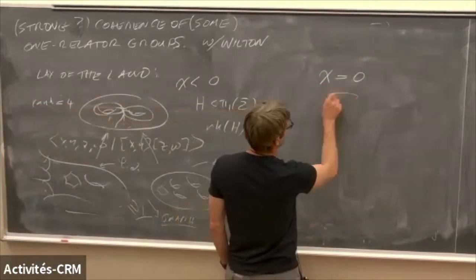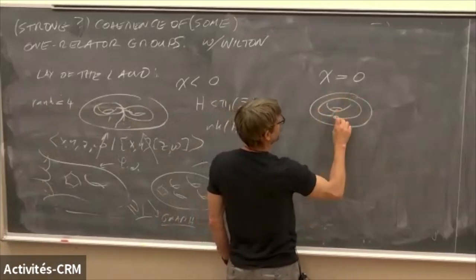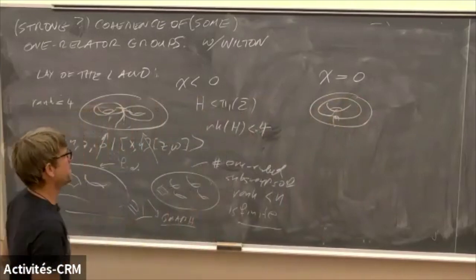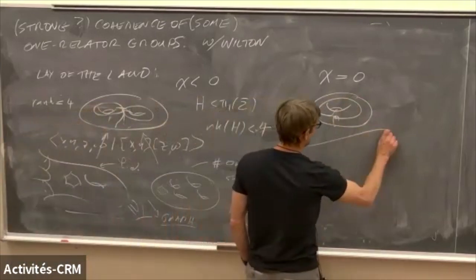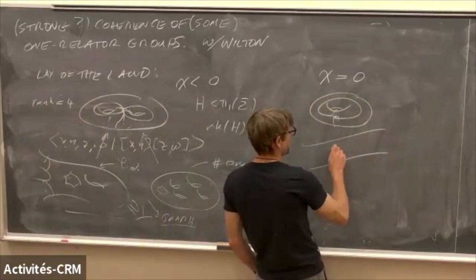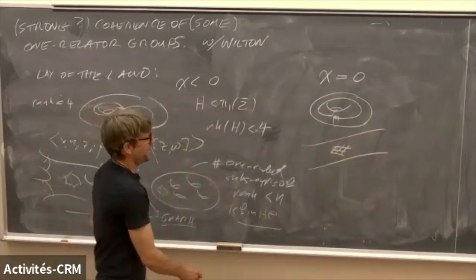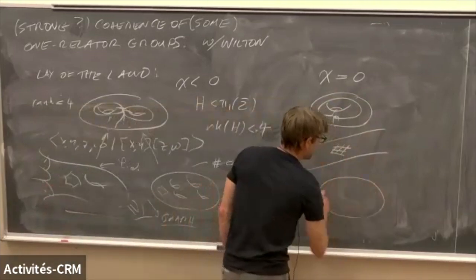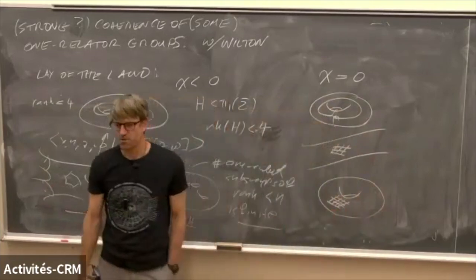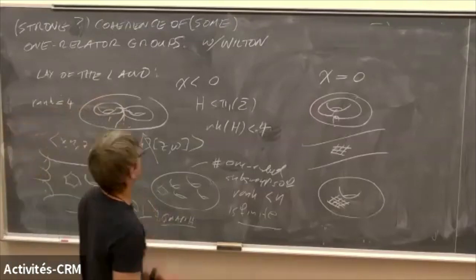Now let's look at the characteristic zero case. Here the prototypical example is of course just the torus tiled by a square. Here the subgroups come in three flavors again: the infinite index ones, which are annuli, and then the finite index ones. They all have the same rank, but you have no control over the number of two cells.